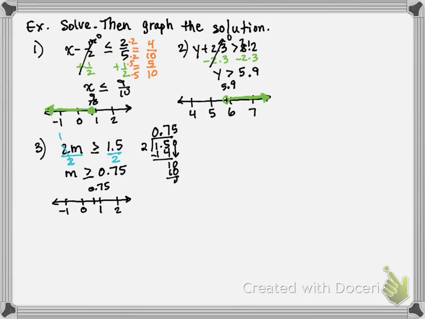Now is when the inequality kind of takes over. Greater than or equal to says 0.75 is a solution, and I'm going to color to the right for greater than. All right, one more. We can do it.